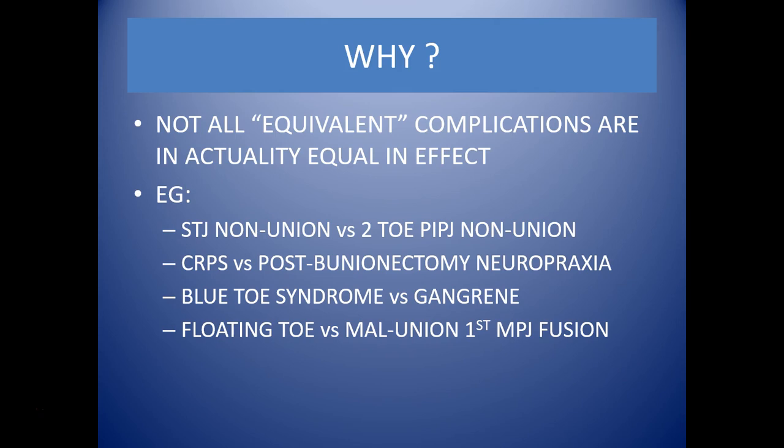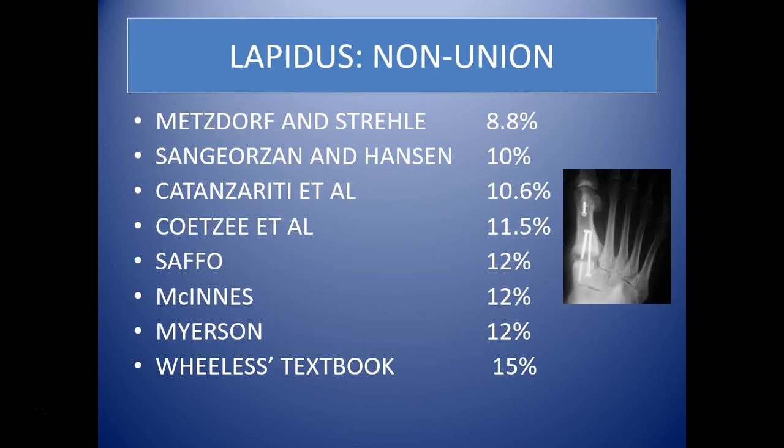We have differences in vascular injuries. We have patients who may have a blue toe for several hours following surgery, or perhaps a chronic edema versus gangrene and a need for amputation. Malalignments, we may have a floating toe following a lesser metatarsal osteotomy versus a malunion with an elevated first ray and sesamoid pain following a first MPJ fusion.